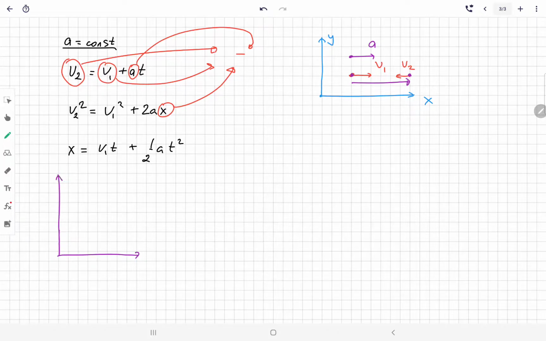Of course, there are so many types of graphs. Here, let it be velocity against time, meters per second, for example, and let it be acceleration versus time, and maybe we can draw displacement versus time.